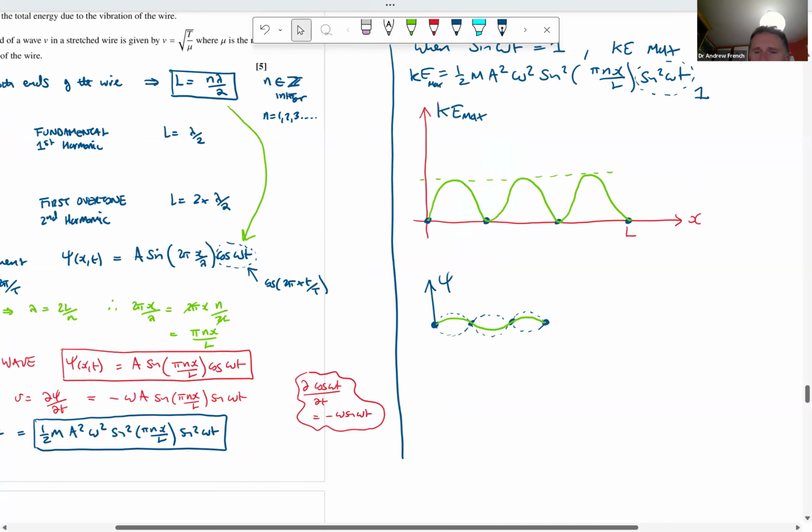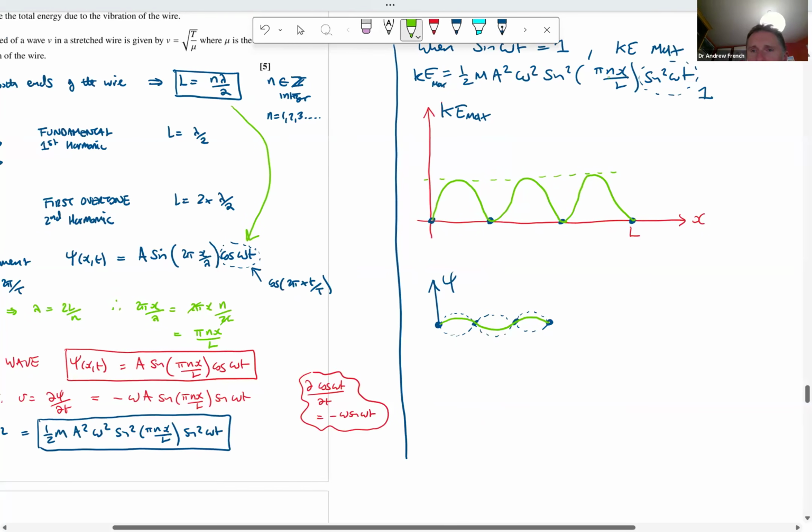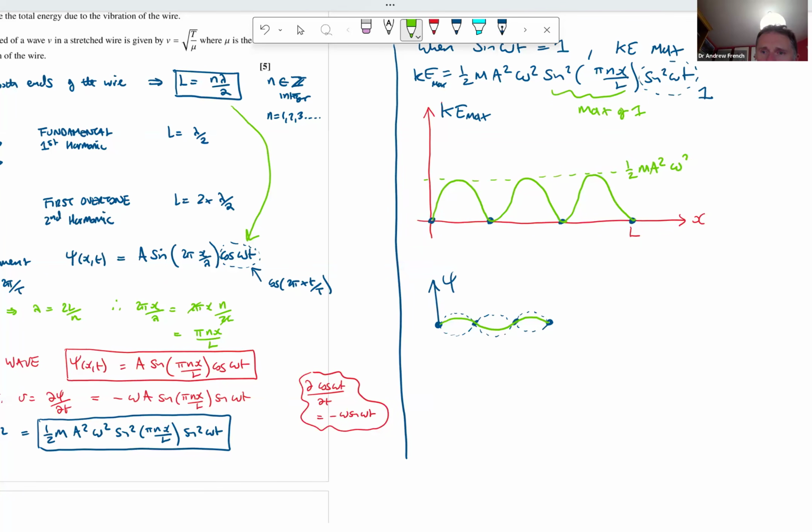So what's the maximum? The maximum, of course, is when sine squared of nπx over L is 1, so a max of 1. And so our kinetic energy max is going to be half m a squared omega squared. There's our position along the wire. So that's the first part.